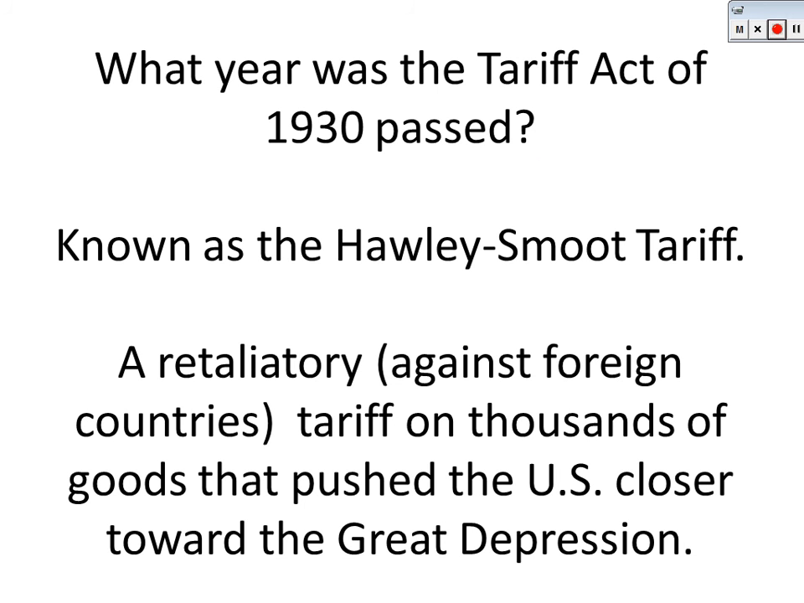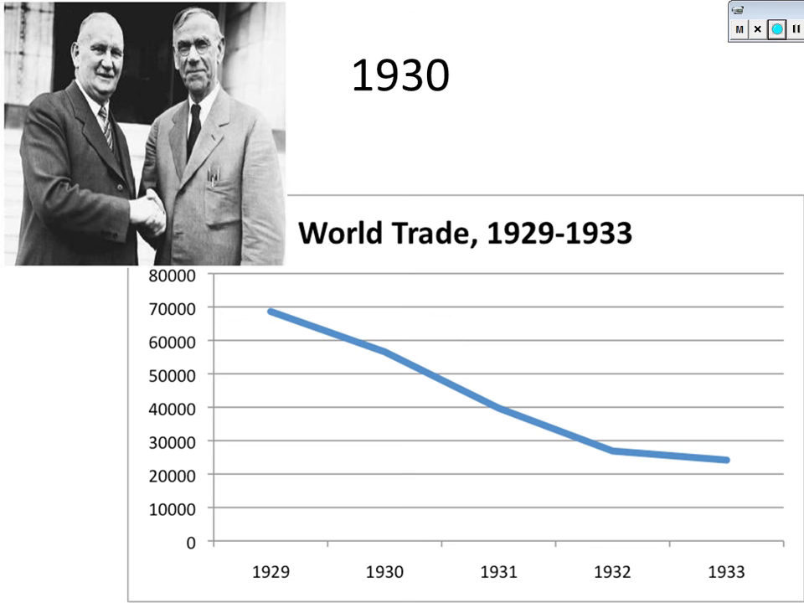What year did the Tariff Act of 1930 pass, known as the Hawley-Smoot Tariff, a retaliatory tariff on the thousands of goods that pushed the U.S. closer towards the Great Depression? You're correct. There's Hawley and Smoot on the top left. Willis C. Hawley and Reed Smoot.